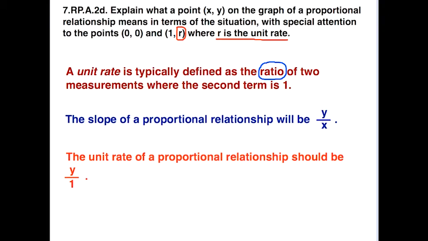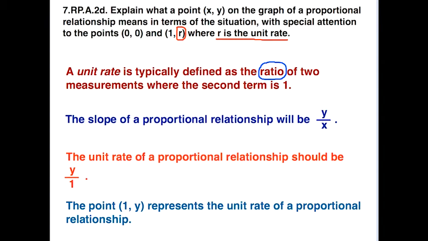And the unit rate of a proportional relationship would be y over 1, where again the x value is 1, and then you have whatever the y value is. But again, a unit rate is a situation where we're always comparing to 1. So the point (1, y) is going to represent the unit rate of a proportional relationship.